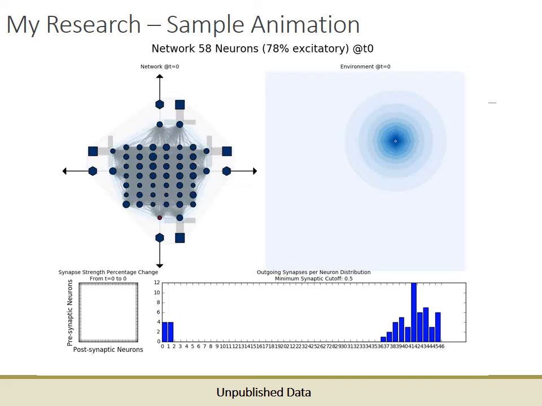And on the upper left we have the environment with the cheese, and that's the field that the cheese emanates, if you will. And on the bottom, the long chart is the connectivity of neurons. It's a histogram, so it shows how many connections each neuron has. It shows the number of connections for each neuron.